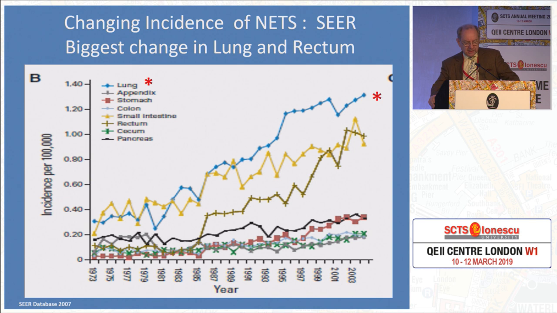So this is an older slide. There's a more recent one, but I think this one illustrates much more clearly in the blue line that all the neuroendocrine tumours are increasing in incidence and, in fact, prevalence because they live so long. But for lung neuroendocrine tumours, it really is a very significant increase. And the latest SEER data up to 2012 shows this continuing.